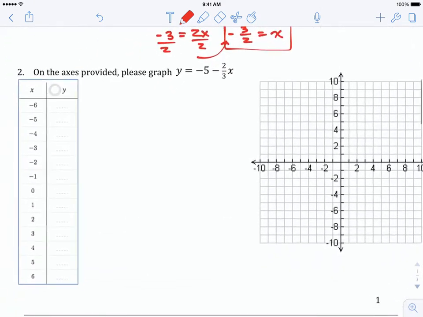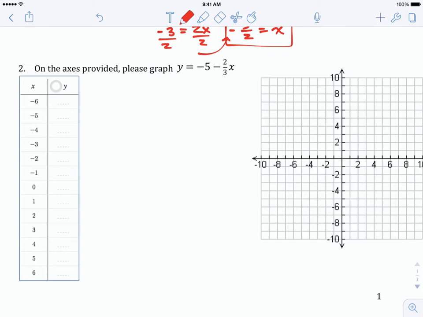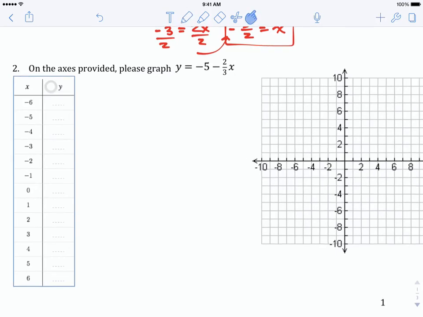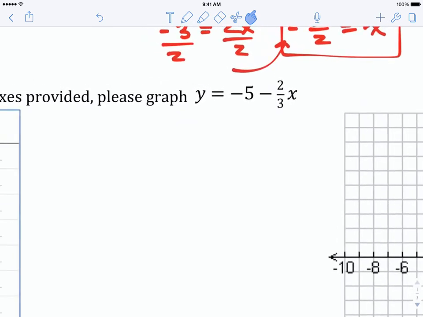Scrolling on down, let's graph y equals -5 minus 2/3 times x. So this is going to be a little bit tougher. I think the real tough part of this is that we've got a fraction going on in our equation. But once again, let's take a moment to see if we can create a story to describe this situation. I think especially when it comes to negative values, if I want the story to make any sense, I sometimes use temperature because it's possible to have negative temperatures.